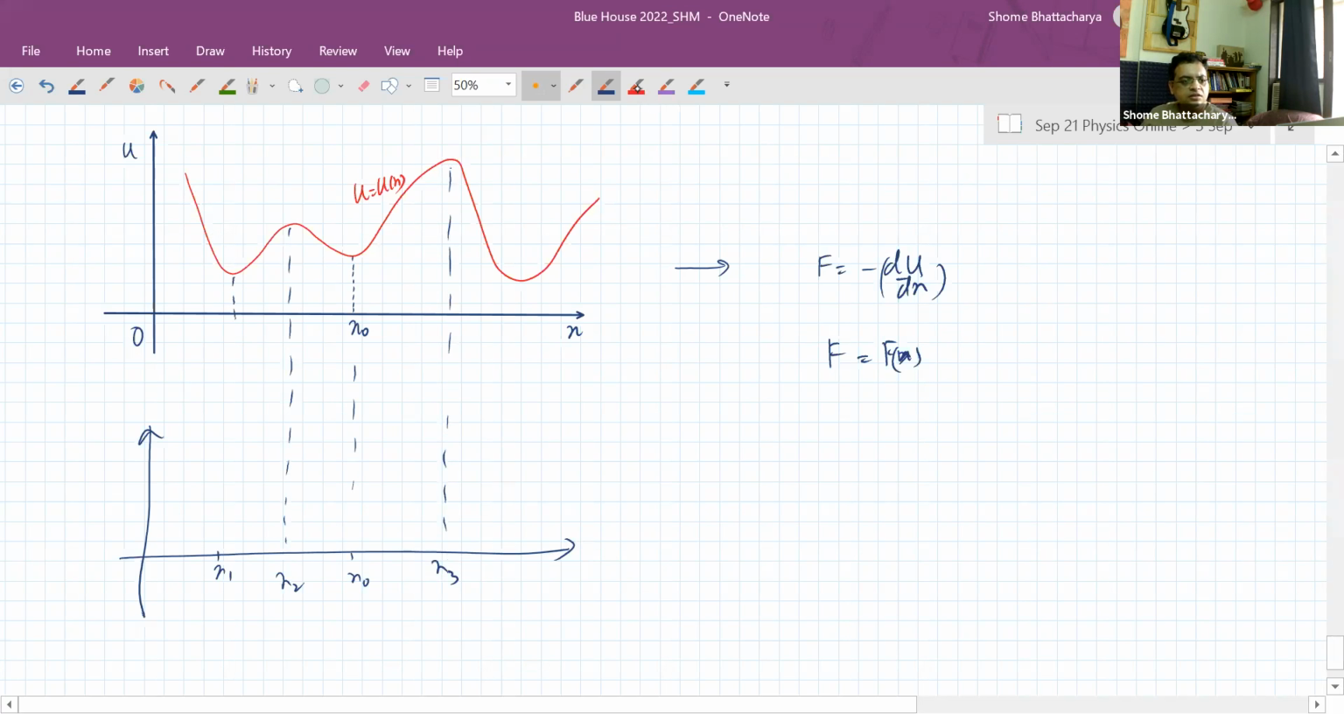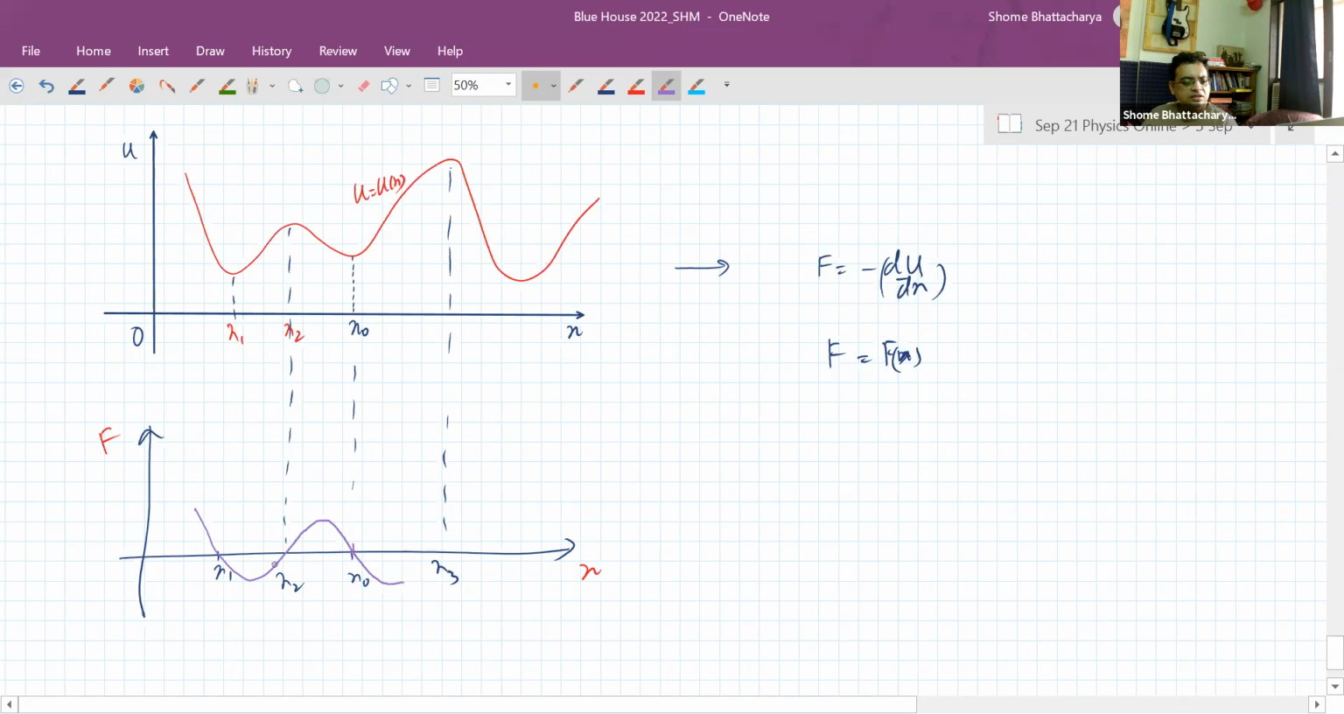The point x3, let's say. Okay, so you can see that at the point x1, the force should be 0, but before x1, it should be having a positive slope. So the force versus x graph would be something like this. It would be positive here, then negative here, then going from negative to positive here, again going from positive to negative.